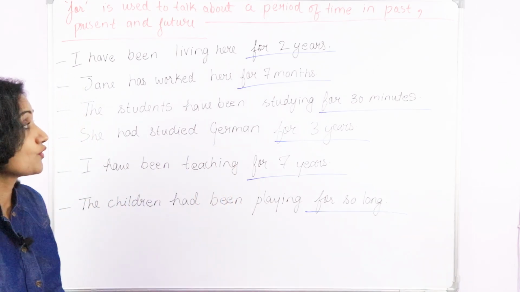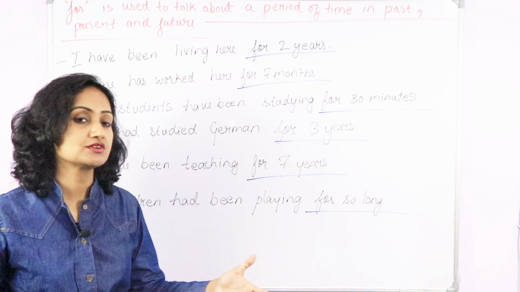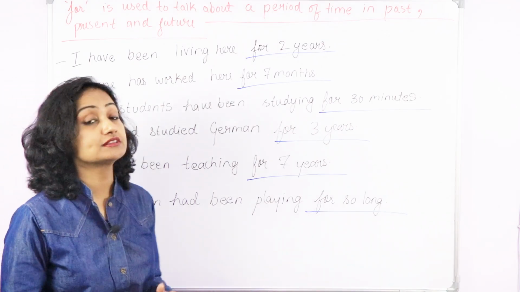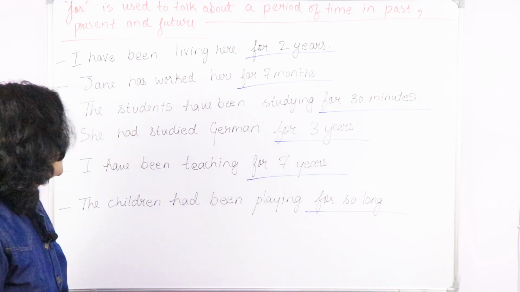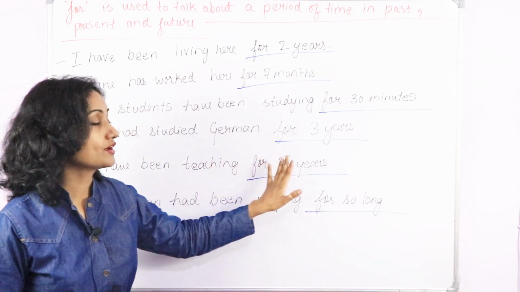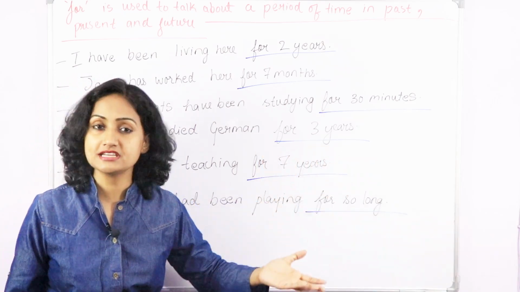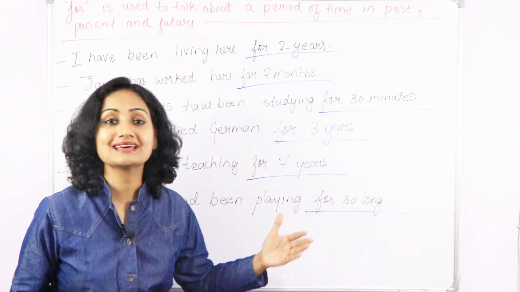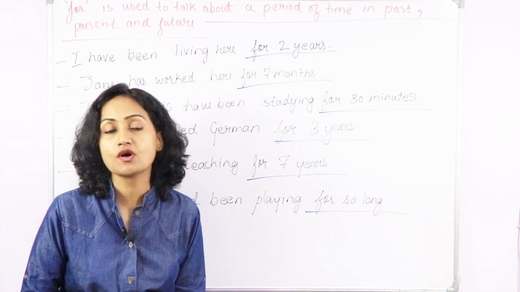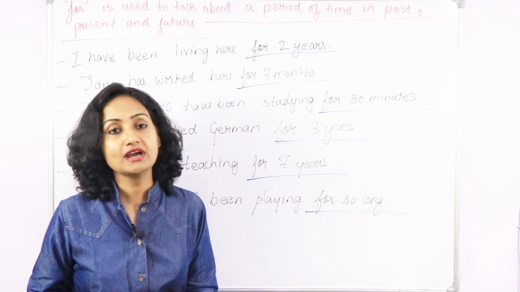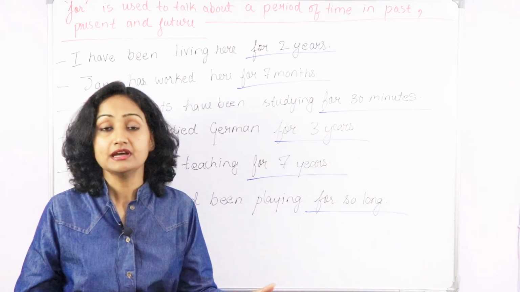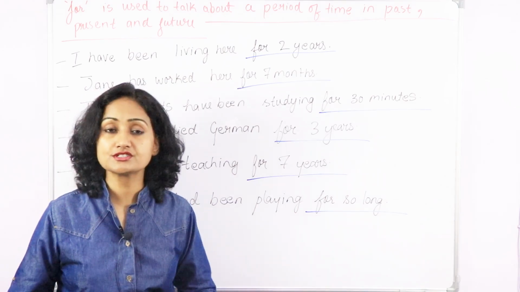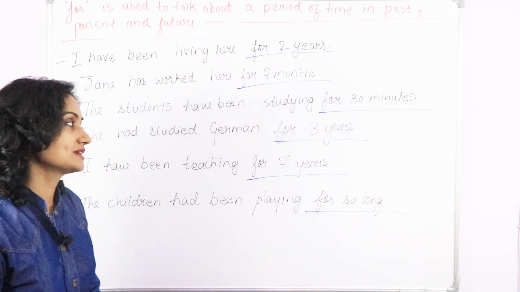Jane has worked here for 7 months. Again a period of time. The students have been studying for how long? For 30 minutes. She had studied German for 3 years. Sometimes I have seen people using since here, since 3 years, since 30 minutes. That's incorrect because we are not talking about the exact time. We are talking about a period of time. A period can be 5 minutes, 10 minutes, 10 years, 5 years, 5 months. So this is what it means.